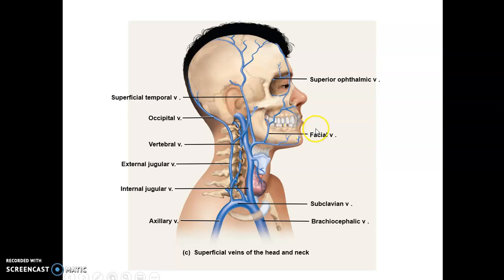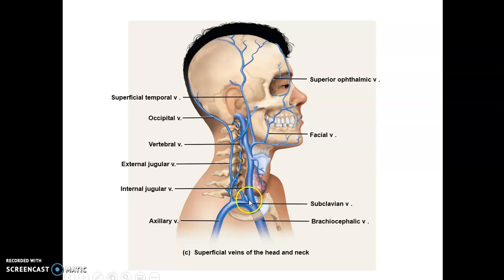You have your facial vein. You have your vertebral vein, the one that runs through the vertebrae. You have your external jugular vein. You also have your internal jugular vein. The internal is usually going to be bigger than the external. This one is much wider, whereas the external is much smaller.